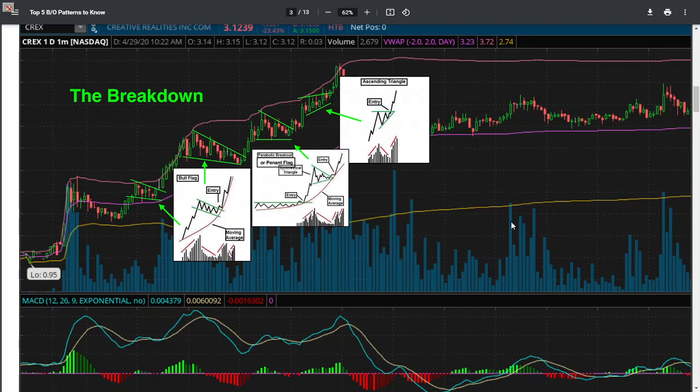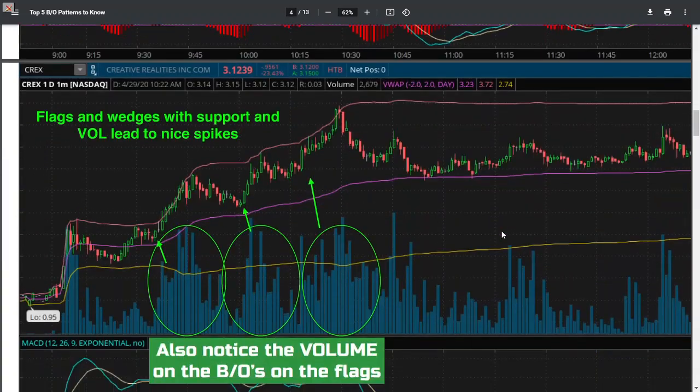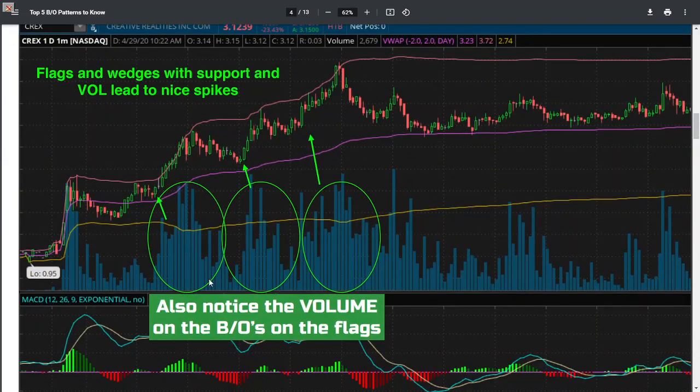Just breaking it down. Here's what you're going to notice with it. Look at the breaks of the flags. Pennant flag, or I should say bull flag, pennant flag. All the flags. Flag, wedge, whatever you call it. But look at the pops of the flags, the wedges, the squeezes. Look at the squeeze and look at the volume. Flags and wedges with support and volume lead to nice spikes. They squeeze. This is what a squeeze is called. Look at that. Woof. I mean, amazing. And look at the volume.